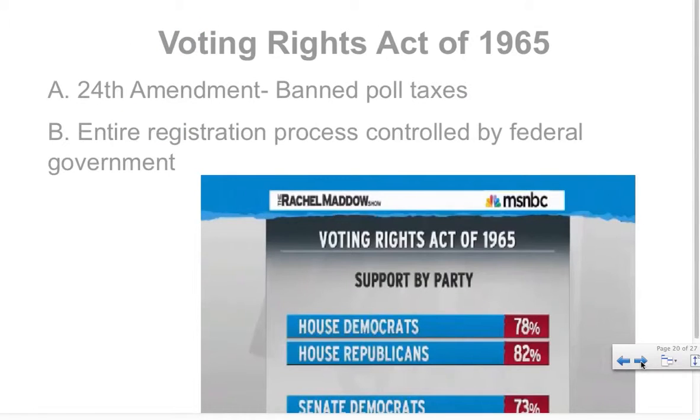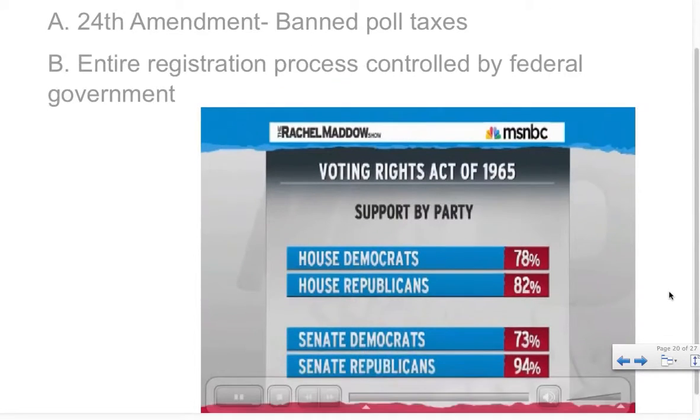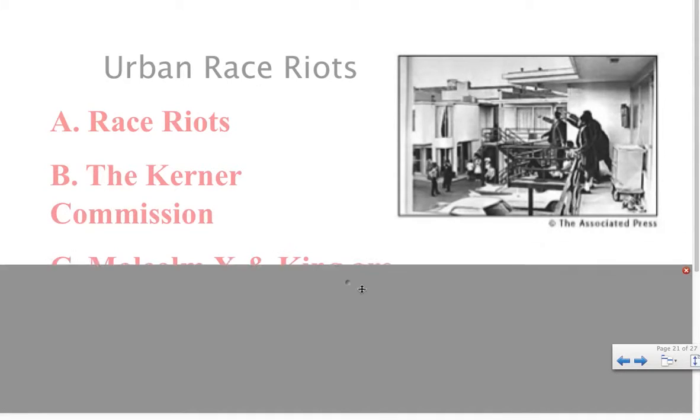Okay, again, they passed the 24th Amendment, which bans poll taxes. Republicans voted for it by wider margins than Democrats did. Democrats at the time, of course, were still infested with their Dixiecrats. Okay, so again, the Voting Rights Act will ban poll taxes, will ban literacy tests, and will not allow intimidation tactics at polls. We see urban riots during this time.